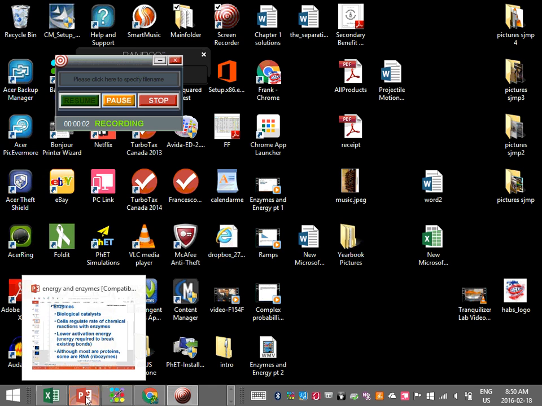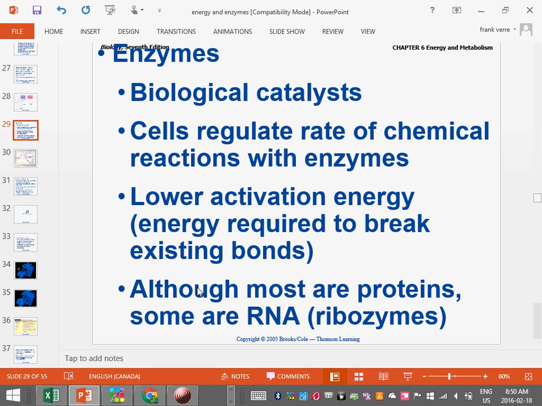So this is going to be part 2 of Enzymes and Energy. We left off, we introduced enzymes as biological catalysts. So let's continue with that. We were looking at what enzymes do. Do you remember what they do? They speed up what? What do they speed up? Yeah. Reactions, right? They make reactions happen more quickly.